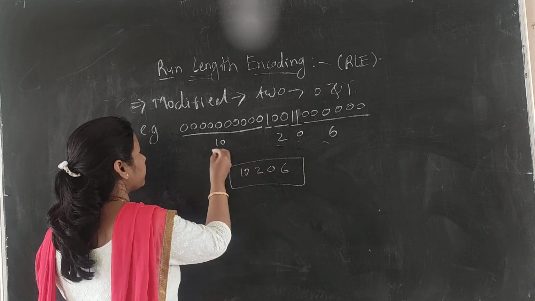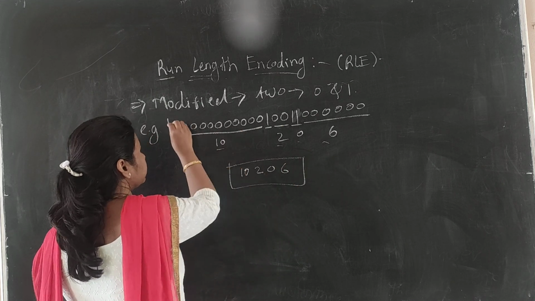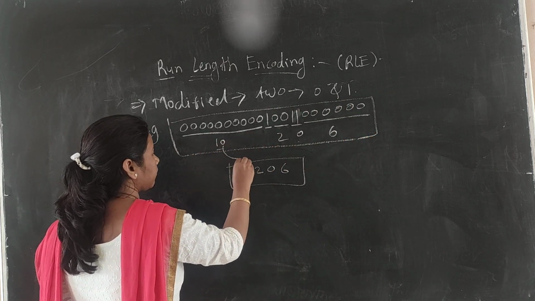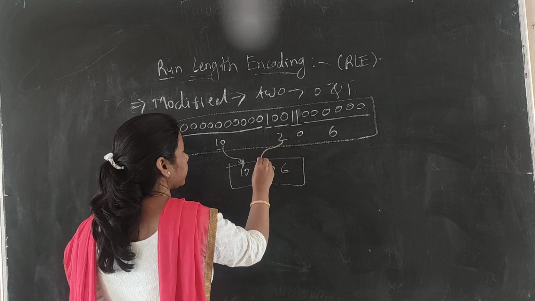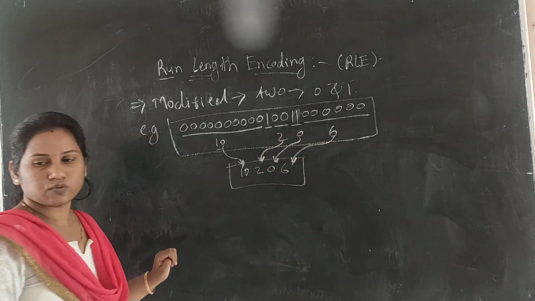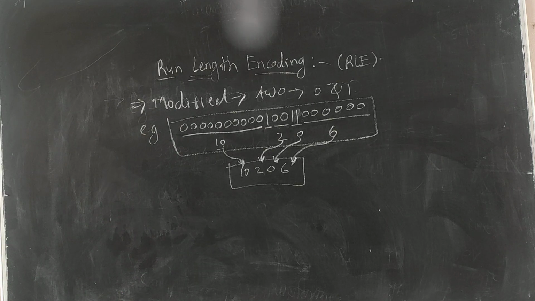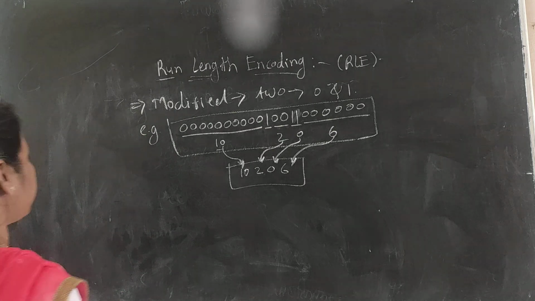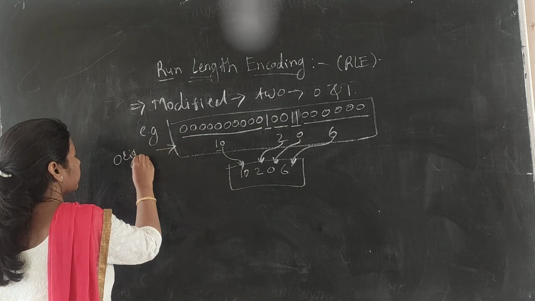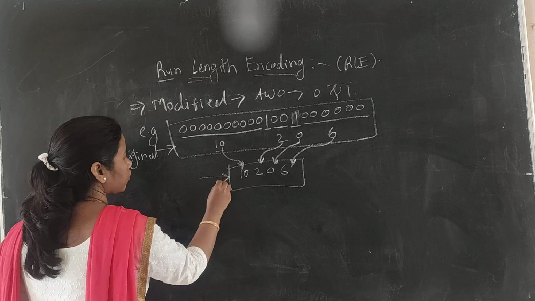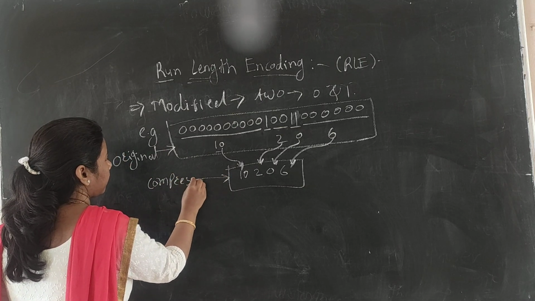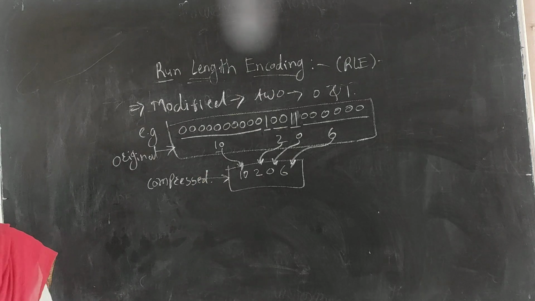How does it come? From this, 10 will come here, this 2 comes here, then 0, and then 6. In this way we can find the original message and the compressed message. See, this is the original message, and this is the compressed message.